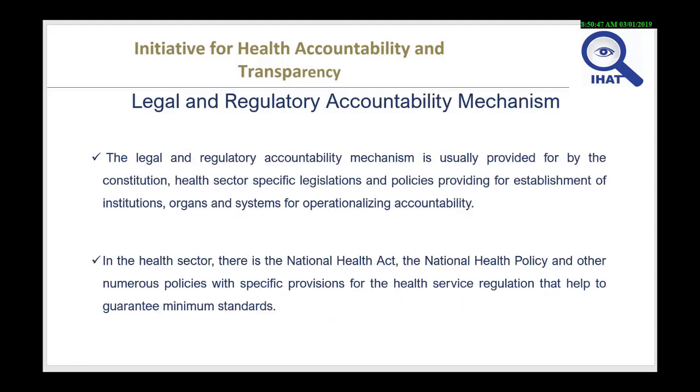There are the legal and regulatory accountability mechanisms. The legal and regulatory accountability mechanism is usually provided for by the Constitution, and there are other health sector specific legislations and policies that provide for establishment of institutions, organs, and systems for operationalizing accountability in the health system. In the health system, there is the National Health Act, the National Health Policy, and numerous other policies with specific provisions for health service regulation that help not only to guarantee minimum standards, but to ensure compliance with ethics, standards, and procedures.